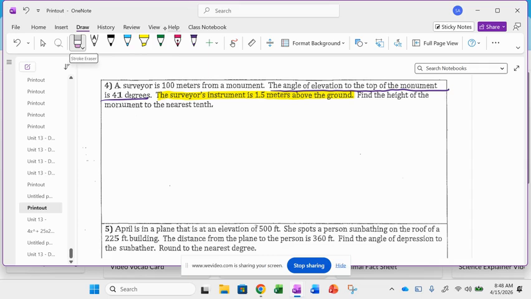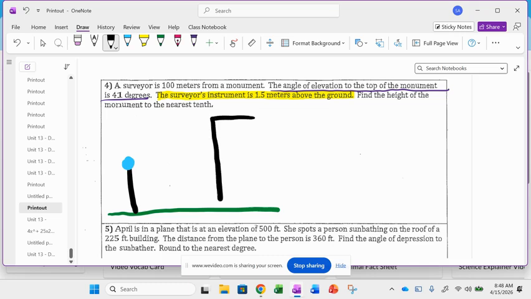So now I'm going to take into account that the surveyor has to have height. So now I'm going to give the surveyor height. I'll make him one big blue eye. There's my surveyor. He's looking at a very tall monument. The surveyor is still 100 meters from the monument. So that's still 100. Right here, that's still 100.